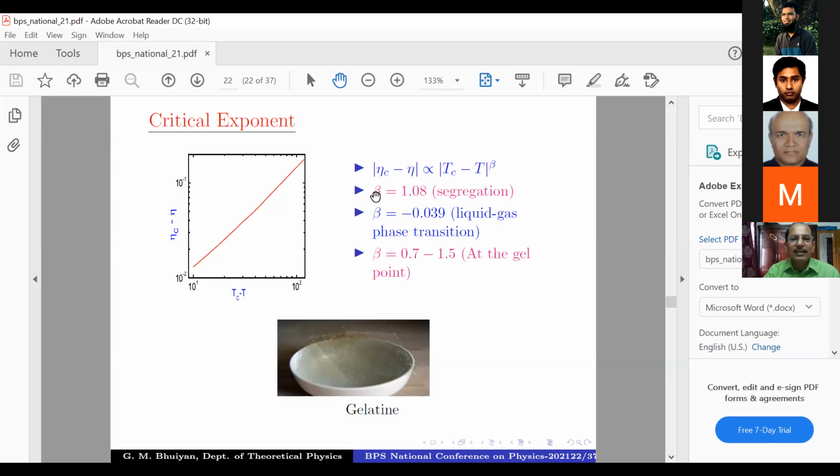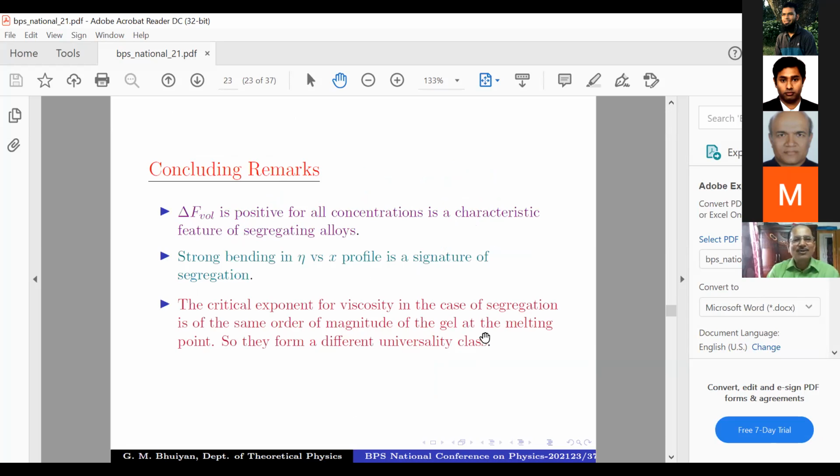So I can say that the segregation of the aluminum bismuth binary alloys may lie in the same universality class as the gelatin. You see in the lower figure, the gels are seen. There are some experimentalists who use the sol-gel experiment. So this is the gel. So now these are the concluding remarks. And the third one, I just said that the critical exponent for viscosity in the case of the segregation is of the same order of magnitude as that of the gel at the melting point. So they form a different universality class.